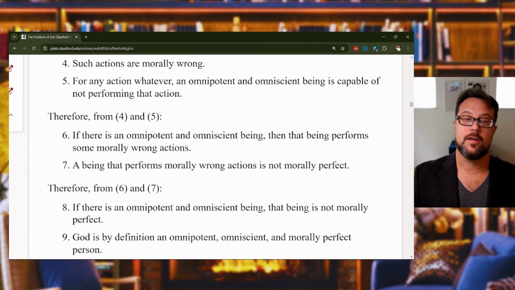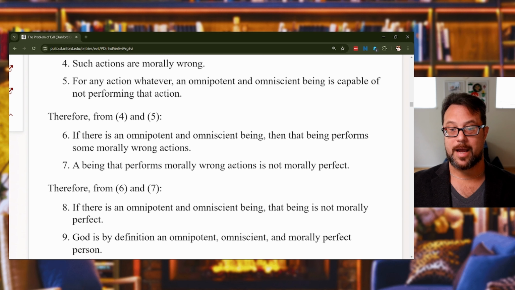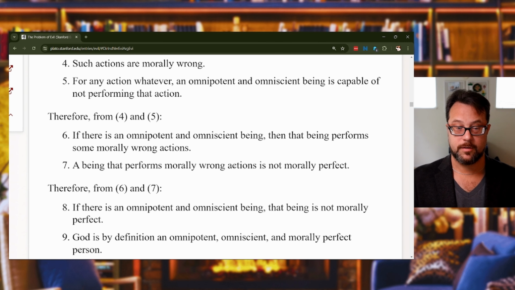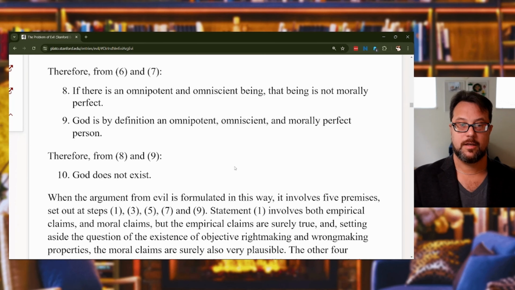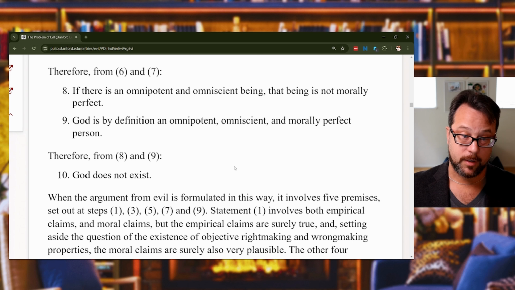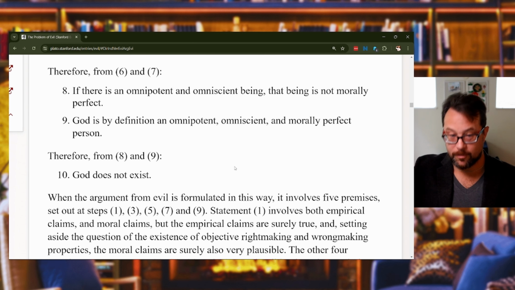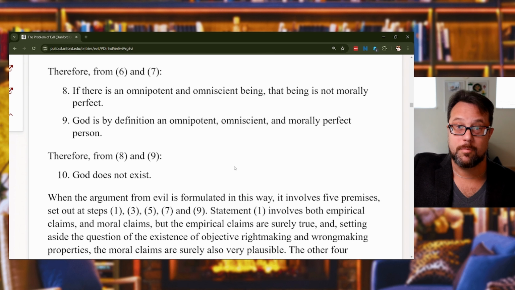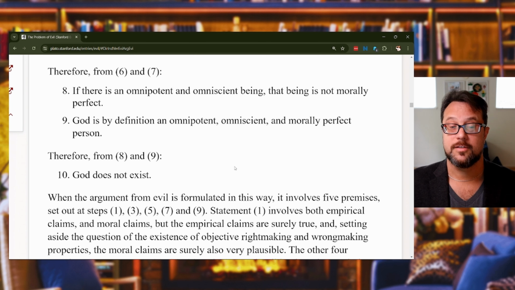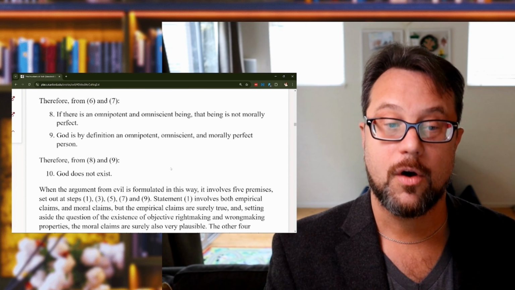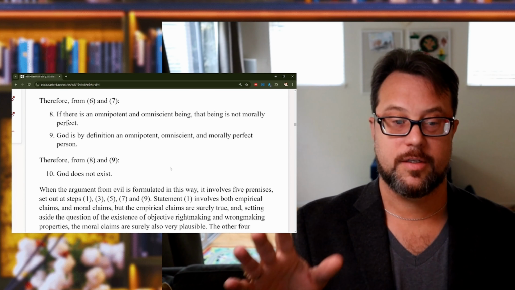And then 7, a being that performs morally wrong actions is not morally perfect. Therefore, from 6 and 7, we get 8. If there's an omnipotent, omniscient being, that being is not morally perfect. 9, God is by definition omnipotent, omniscient, and a morally perfect person. Therefore, from 8 and 9, we get 10. God does not exist.